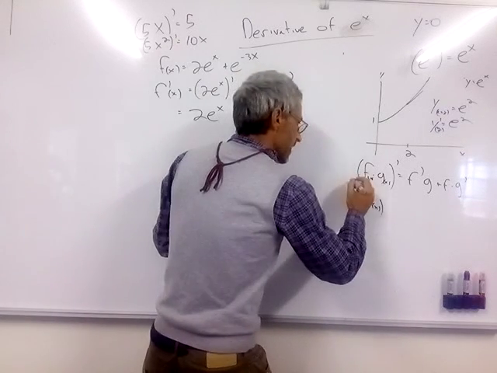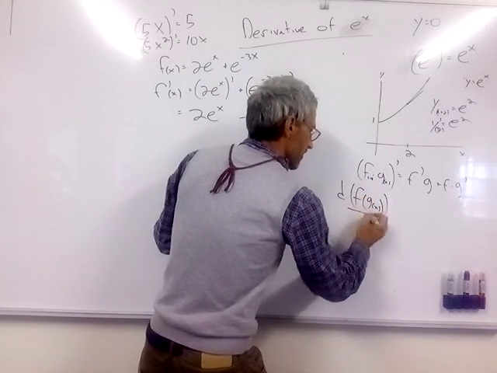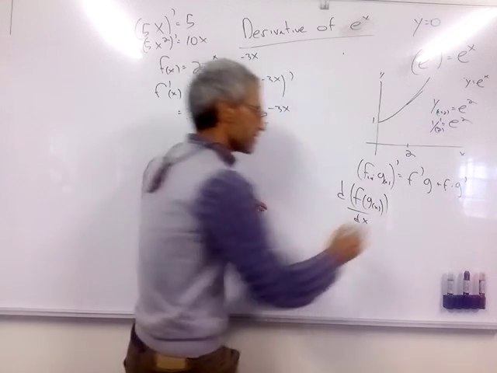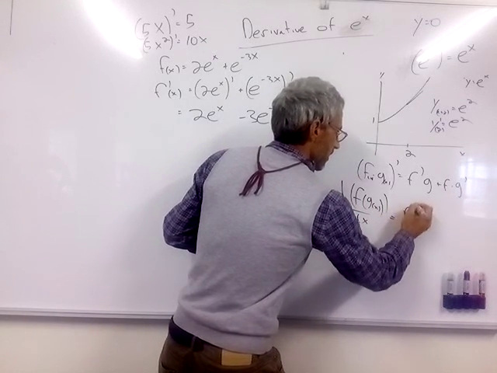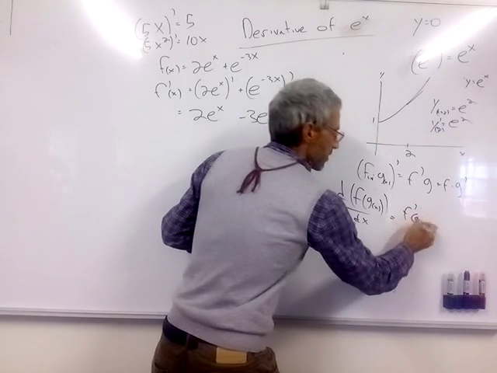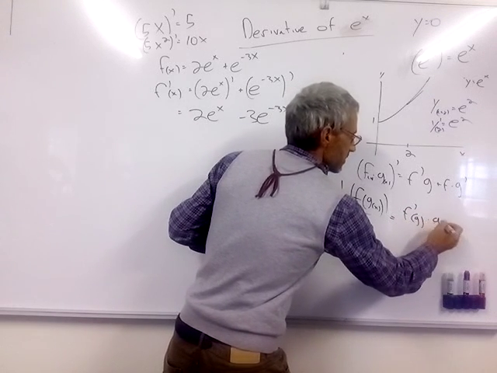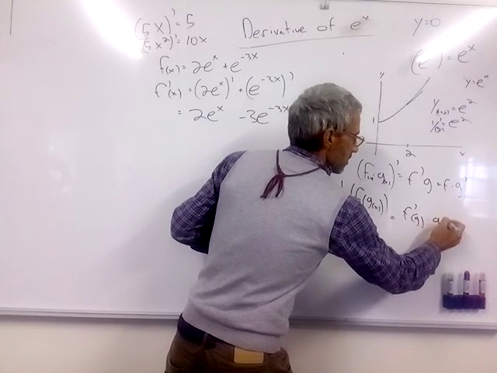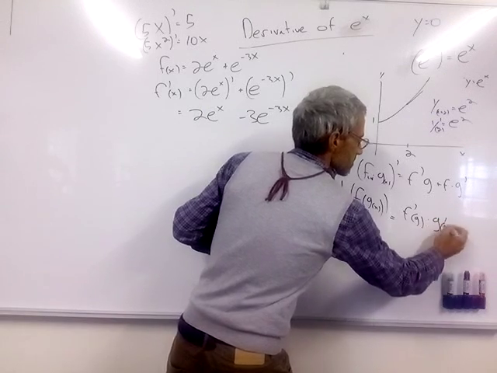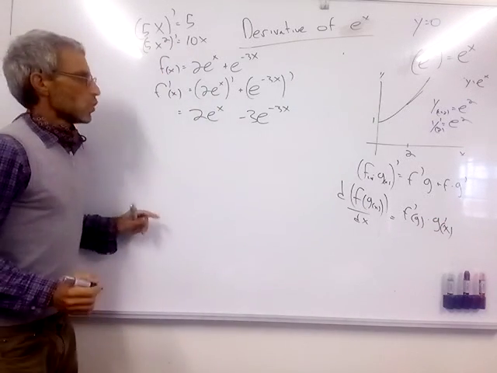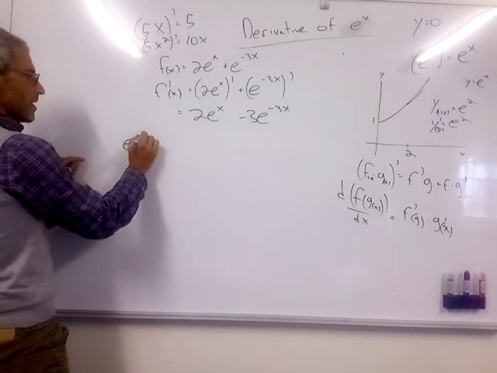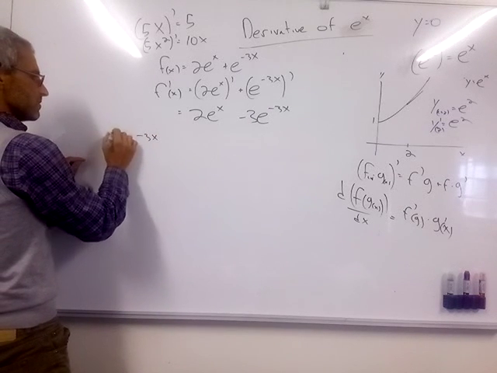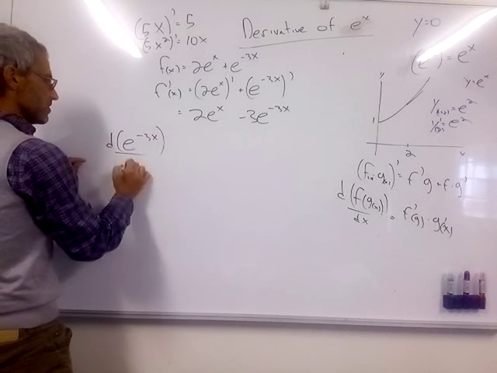If I want to find the derivative of f of g of x with respect to x, I've got to do the derivative of f with respect to g and times it by the derivative of g with respect to x. Okay? So I'm just working on this one. Let's just write it down. So e to the minus 3x, d of that over d of x.